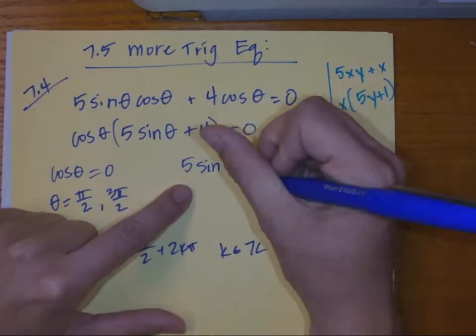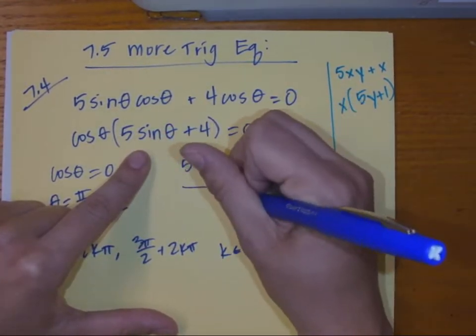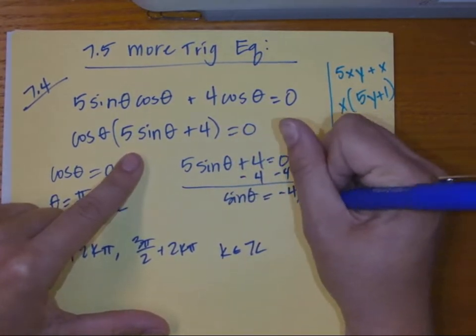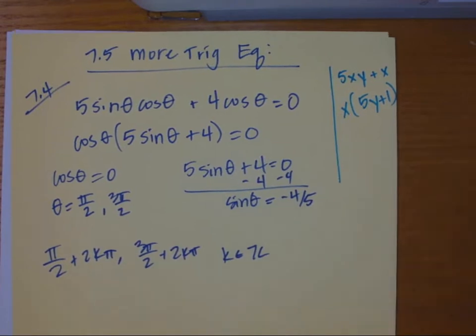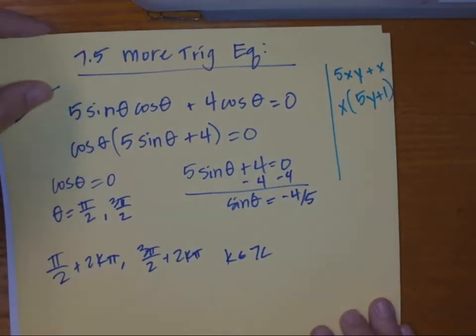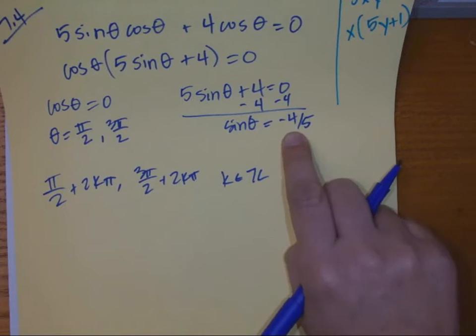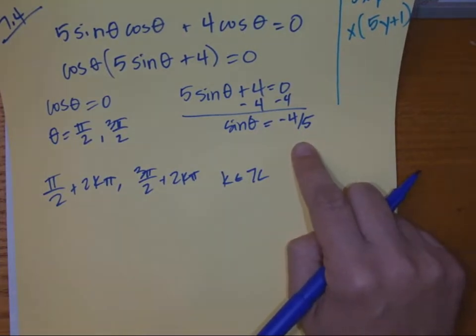Here, when I solve this equation, I am subtracting 4 from both sides and dividing by 5. So I get sine equals negative 4/5. This is one I have to use my calculator for. I hope you went back and watched the other video that I posted with a little clarification on using your calculator. Just a reminder, sine is going to give me answers in quadrants 1 and 4. I have to find the equivalent answers in quadrant 2 and 3.